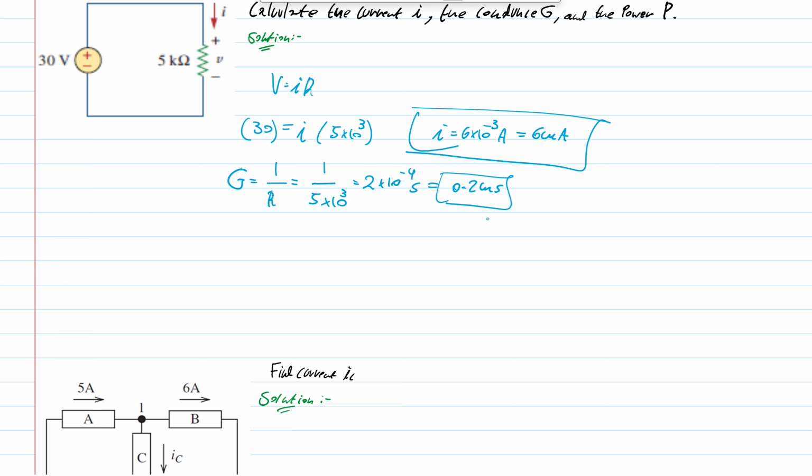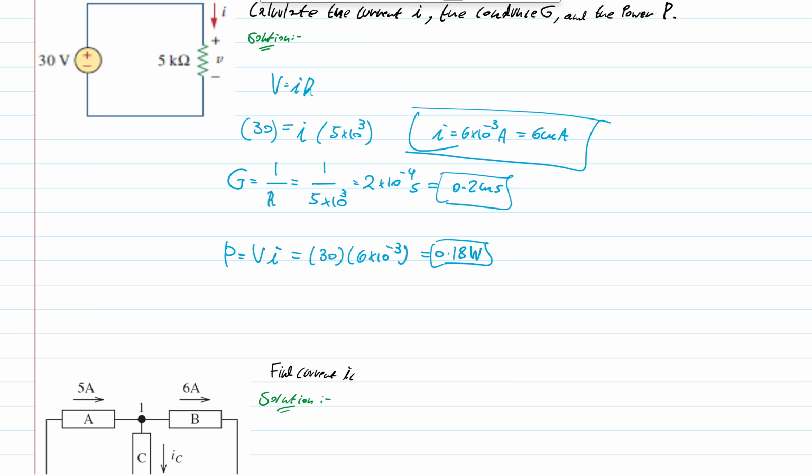For the power, in order to find it, P equals VI. How much is the voltage? 30. I know the current. We found the current previously, which is 6 times 10 to the power of negative 3, since it's in milli, which gives us the value of 0.18 watts.